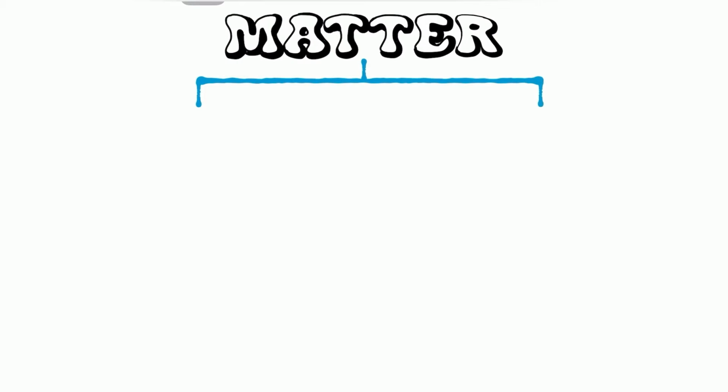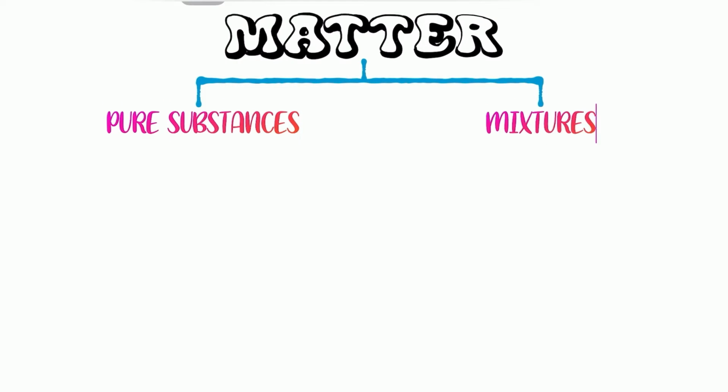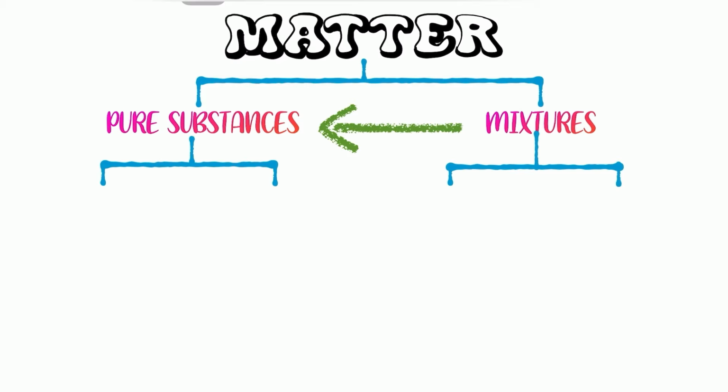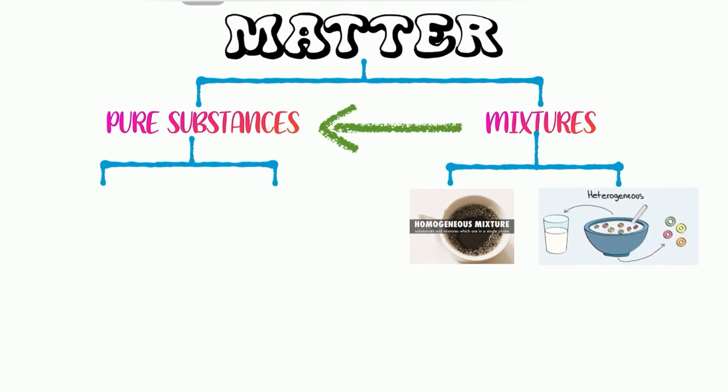Matter can be classified into pure substances and mixtures. Under physical processes, pure substances can be produced from mixtures. There are two types of mixtures, which are homogeneous mixtures and heterogeneous mixtures. An example of a homogeneous mixture is hot coffee. It is a mixture of coffee, water, and sugar. An example of a heterogeneous mixture is the mixture of cereals and milk. So you can see clearly the cereals in the milk.